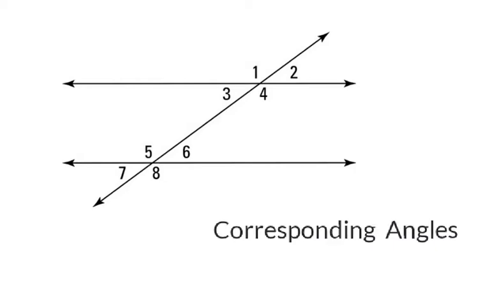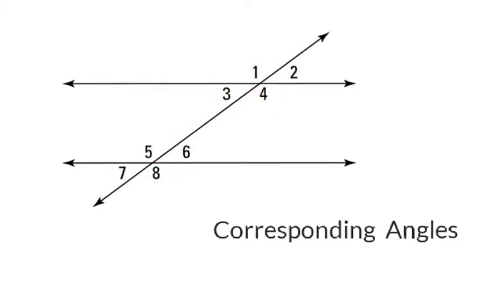Next up, we have corresponding angles. They're going to be on the same side of the transversal, so either on this side or on this side. On the same side of the transversal, one here will correspond with the same spot down here with this group of angles. So in this case, 1 and 5, 2 and 6. You see that they are in the same spot, just different bunches of angles. 3 and 7, and finally 4 and 8.